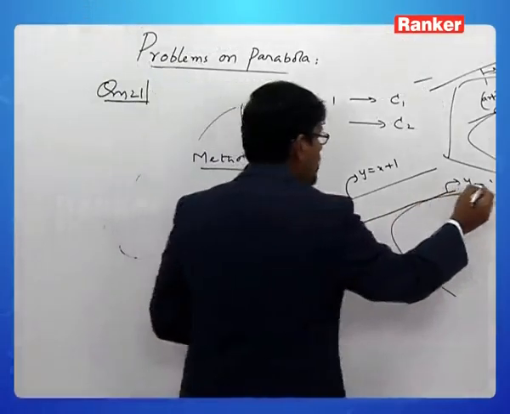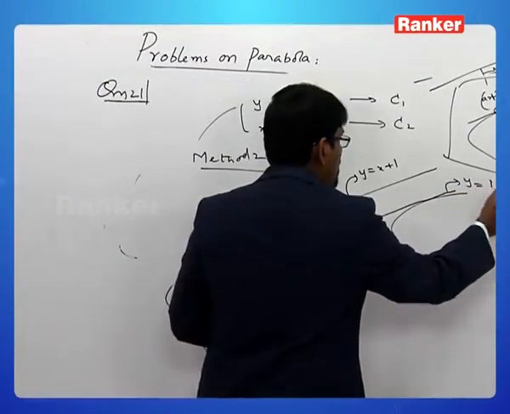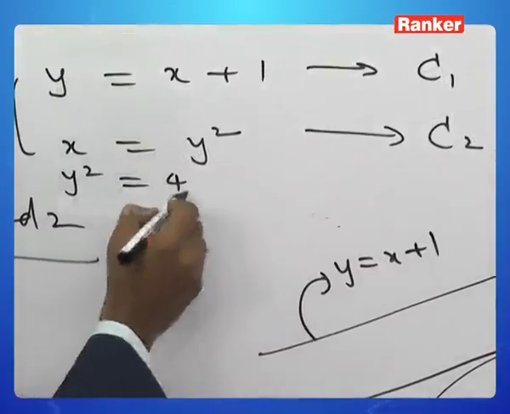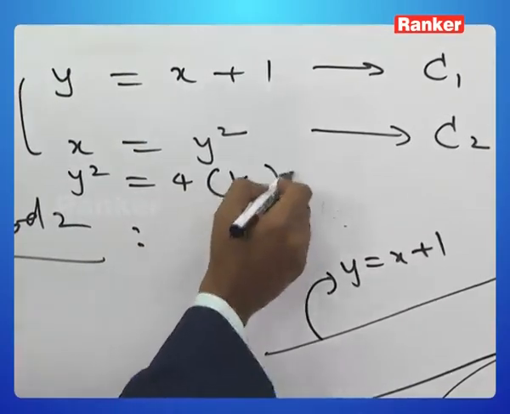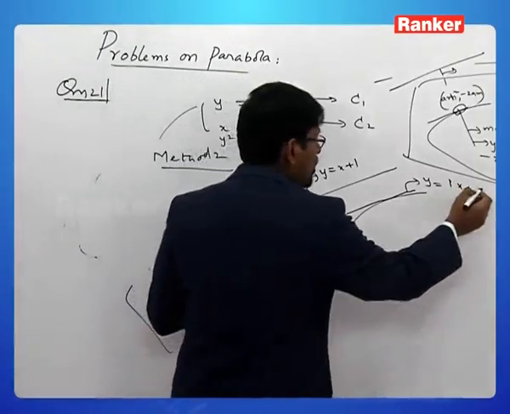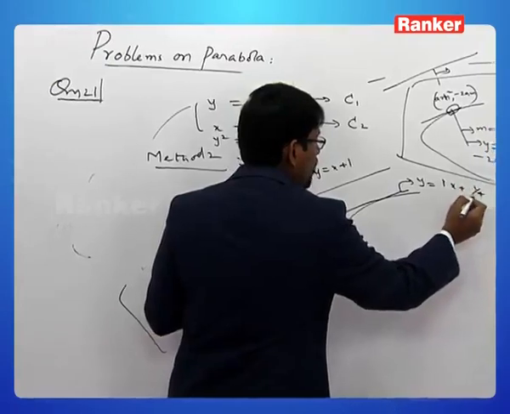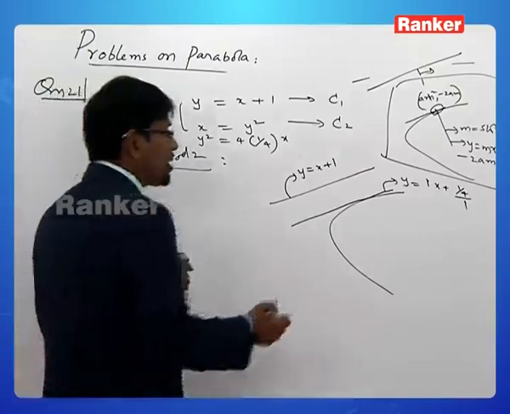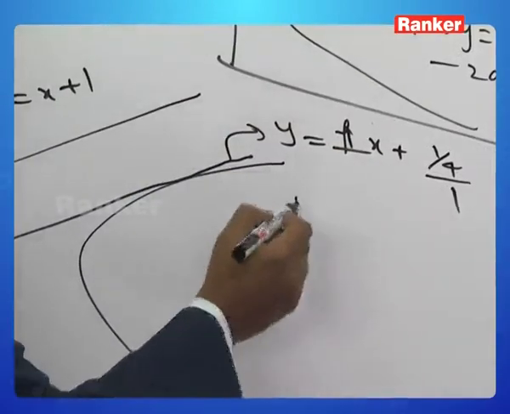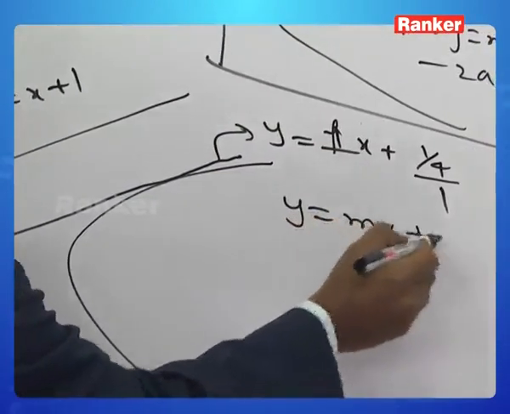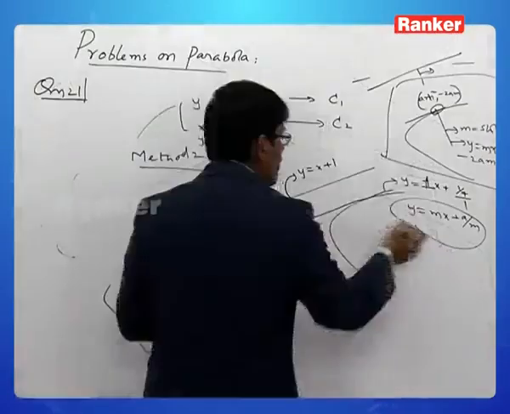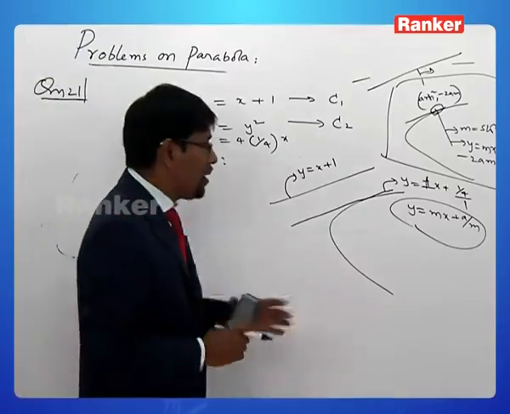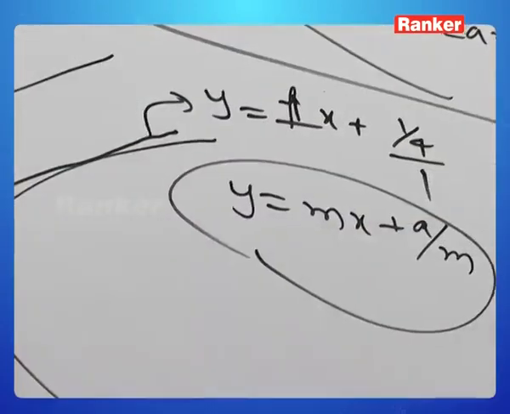What is the tangent with slope 1? y is equal to 1 into x plus a by m. What is a? It's in the form y square equal to 4 into 1 by 4 into x. So a is equal to 1 by 4, and m is 1. So y is equal to x plus 1 by 4. I have reused the formula y equal to mx plus a by m, that is a tangent with slope m for the parabola y square equal to 4ax. Therefore I have drawn a parallel tangent to this.